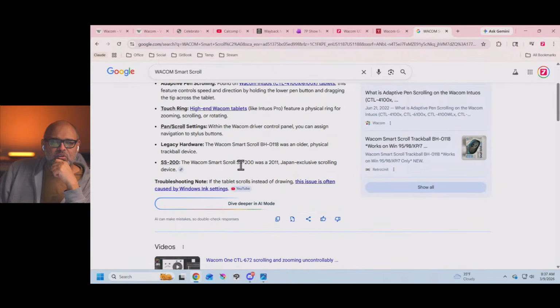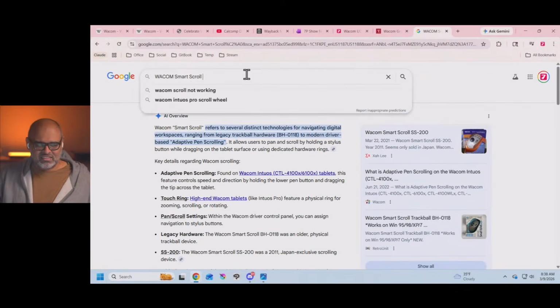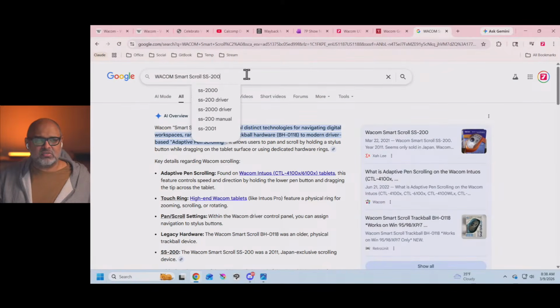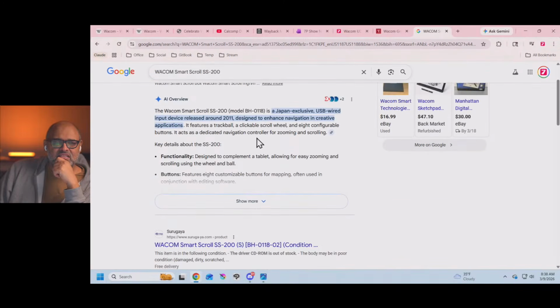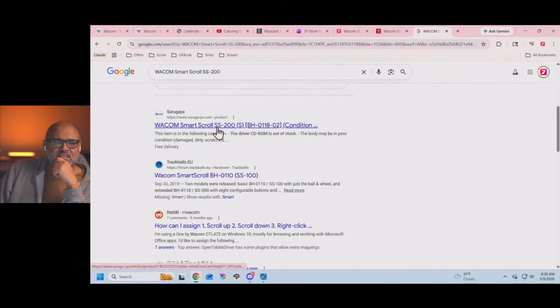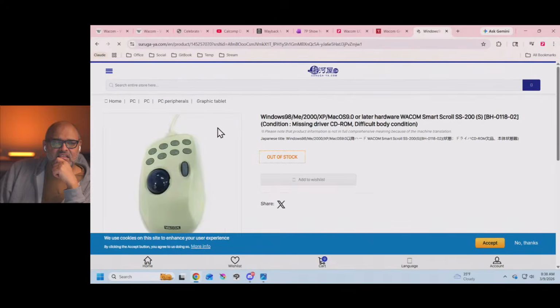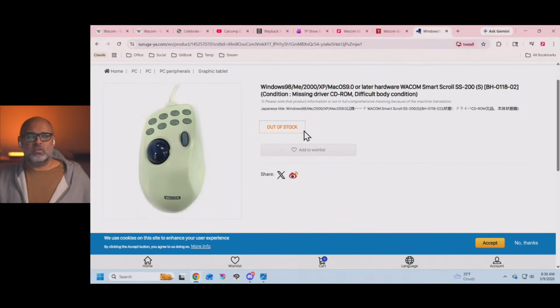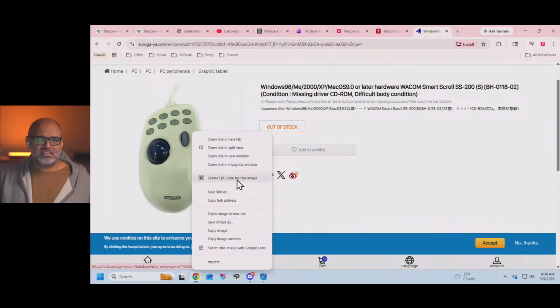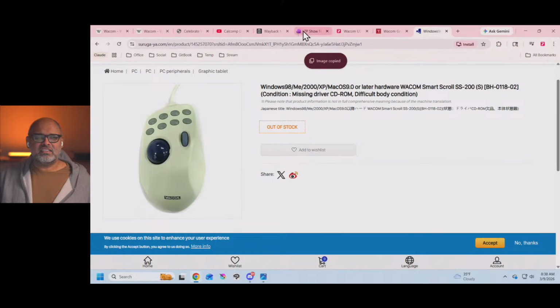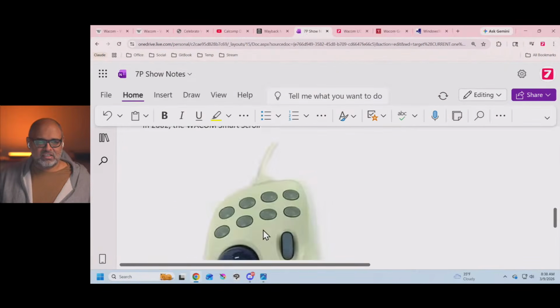SS200 Wacom Smart Scroll, a Japan exclusive scrolling device. What? SS200. What the hell is this? Whoa! I have never seen this. Have you seen this? Has anyone seen this? Wacom Smart Scroll.